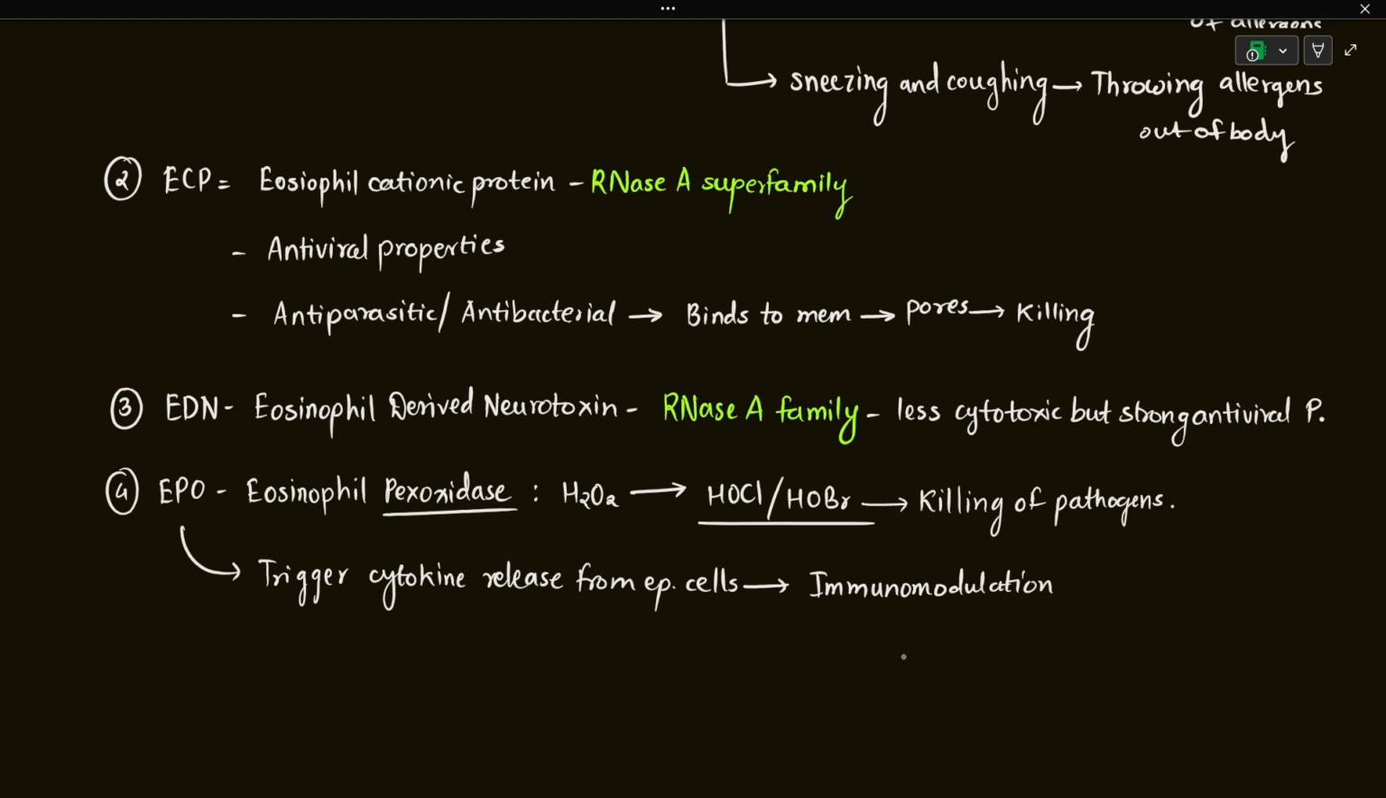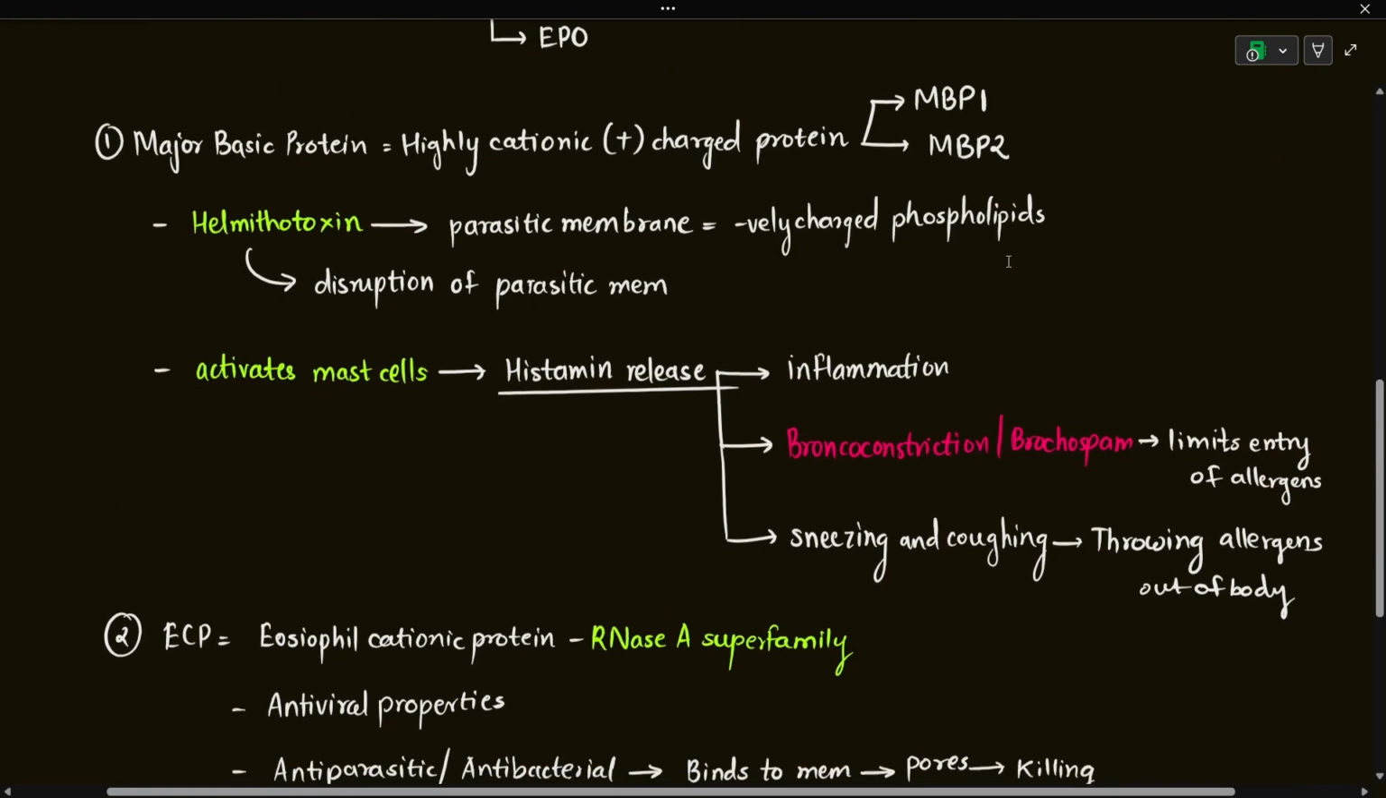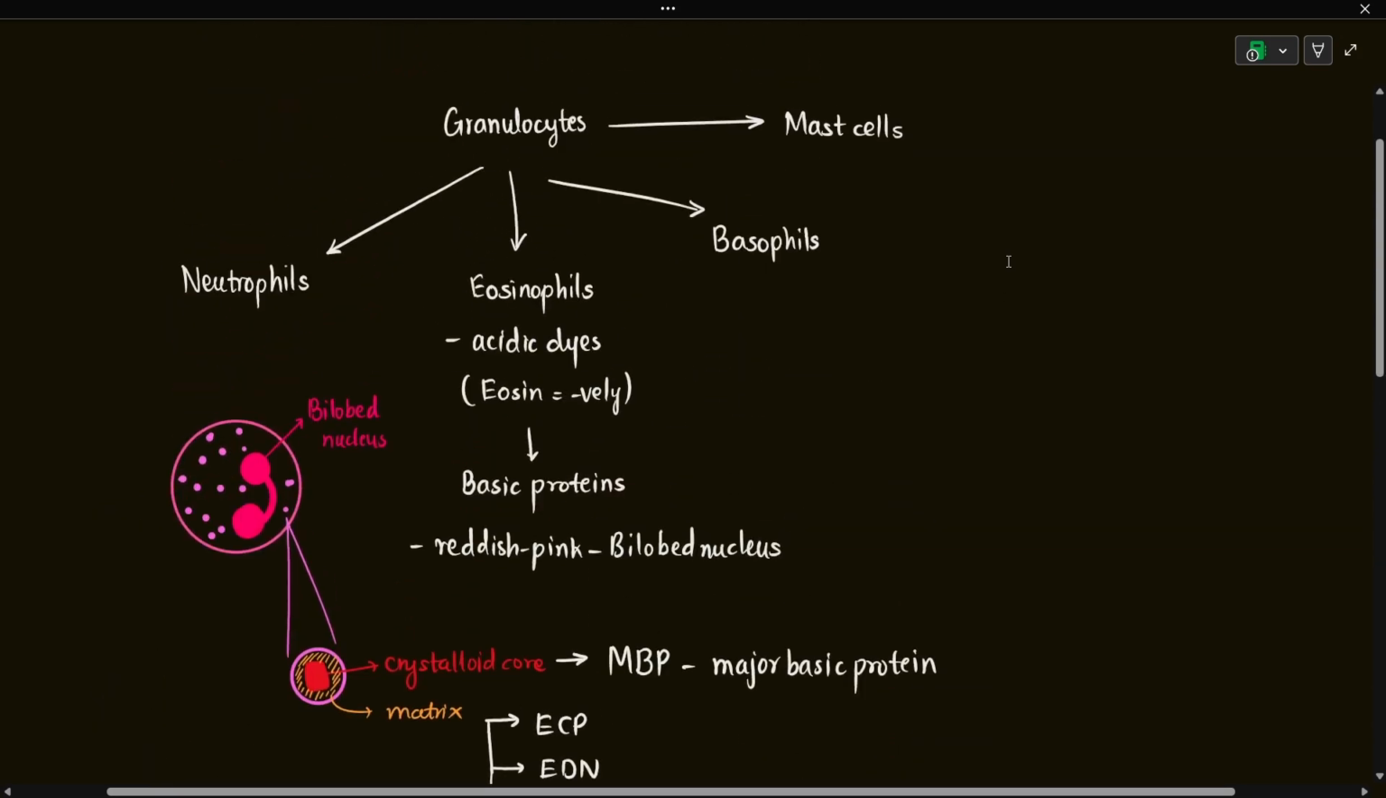Besides those proteins, eosinophils also secrete cytokines so that they can alert other cells such as basophils or even neutrophils. So these are the major proteins that are secreted by the eosinophils. Let's now discuss basophils. With this, I'm done with eosinophils. We have discussed the composition of eosinophil granules and the properties of eosinophil granules.